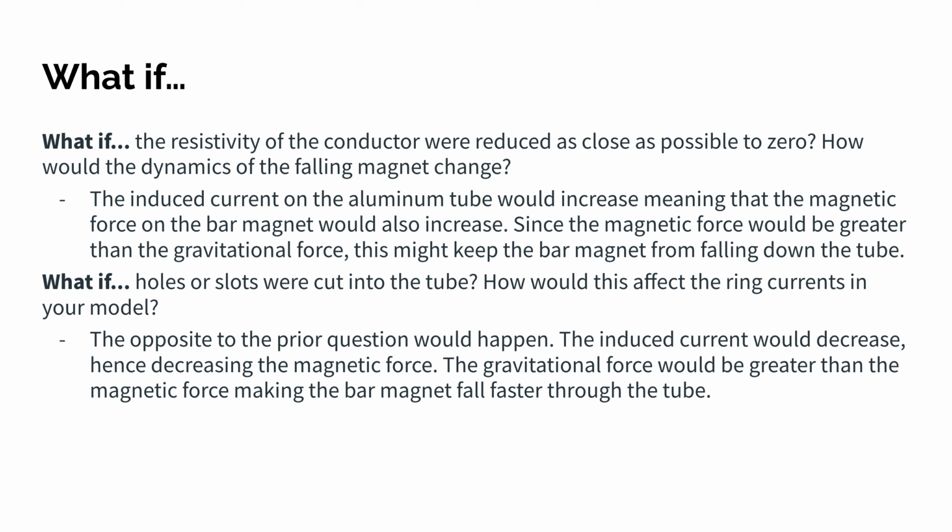What if holes or slots were cut into the tube? How would this affect the ring currents in your model? The opposite of the prior question would happen. The induced current would decrease, hence decreasing the magnetic force. The gravitational force would be greater than the magnetic force, making the magnet fall faster through the tube.